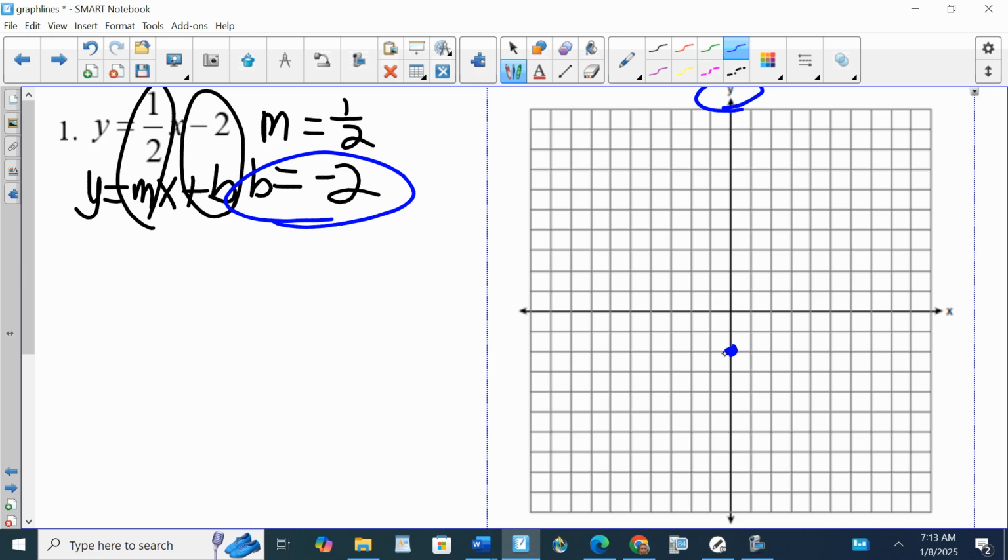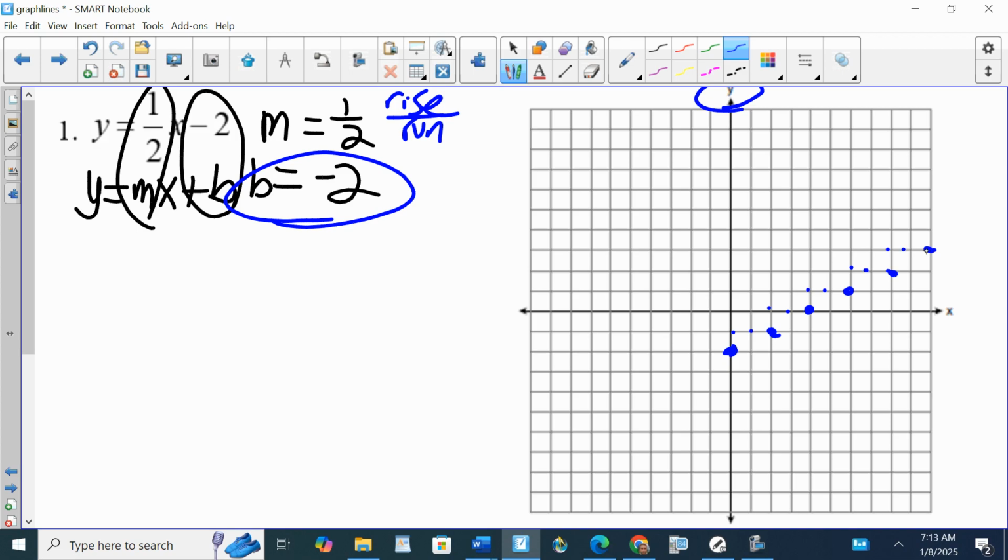Now I apply my slope. My slope is rise over run. I'm always going right. So if it's positive, I'm going up and right. If it's negative, I'm going down and right. So I'm going to go up 1 over 2, make a point. Up 1 over 2, make a point, and continue.